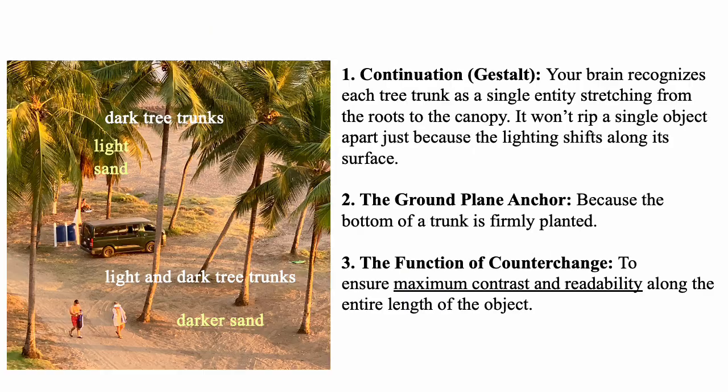In this example, the dark tree trunks are against the light sand, and the light and dark tree trunks are against the darker sand. But why don't we feel like the lighter bases of the trees appear to come forward while the darker ones recede? We don't see that because of continuation, which is a Gestalt principle, where your brain recognizes each tree trunk as a single entity. So we don't break it apart, even though the lighting changes.